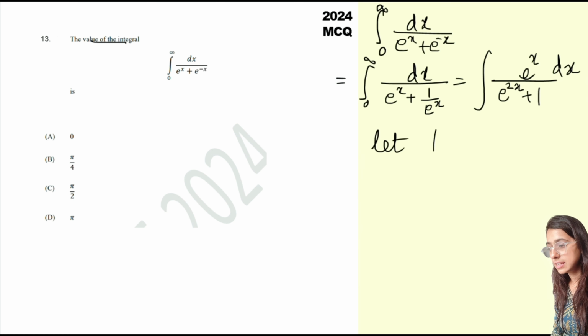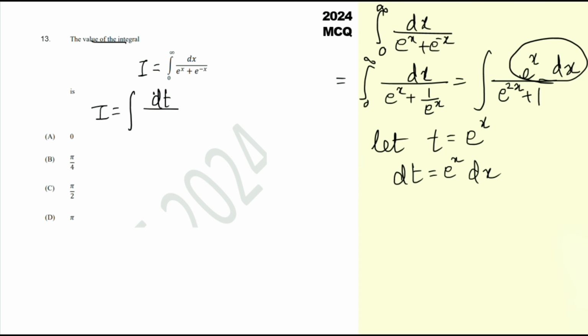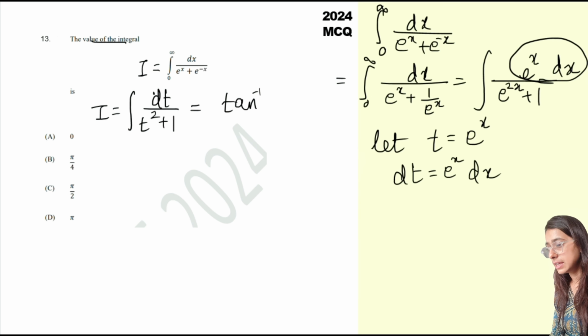let t be e raised to power x. So we will get dt equal to e raised to power x dx. So this product will be dt. So we will get the integration. Let us assume that this is I. So I will become integration dt upon t square plus 1, which is tan inverse t. So tan inverse, what is t? It is e raised to power x.